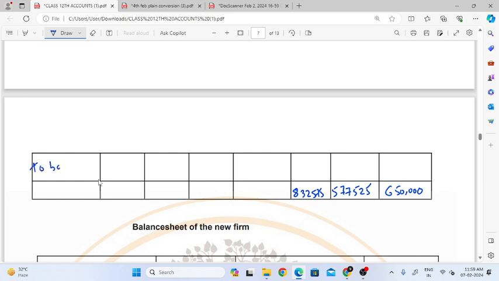So to balance, close down: that is 8,32,575 for Neil, then 5,77,525 for Vani, and for Shiny it's 6,50,000. Similarly, both the sides should tally.